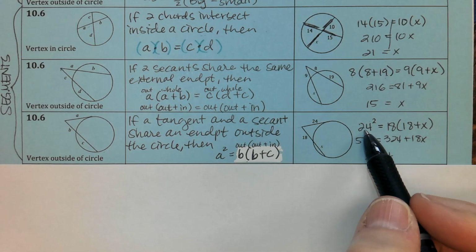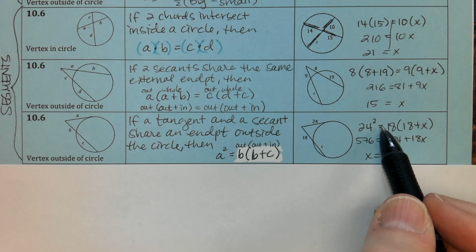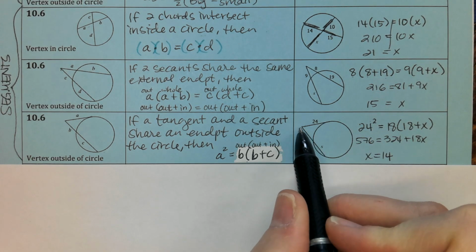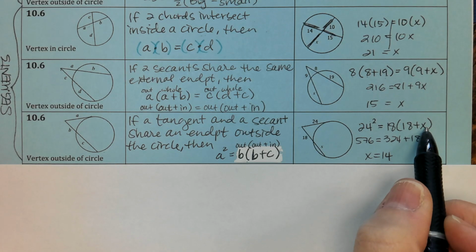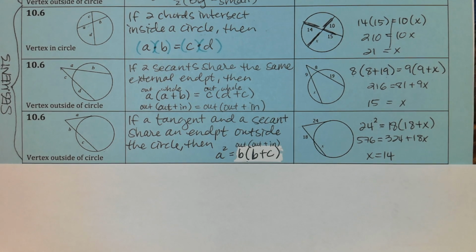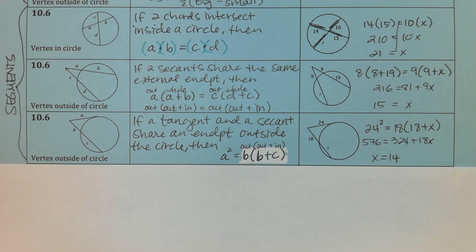Here's an example of that. So 24, that one's by itself, so that's squared, equals, and then you've got outside 18 times outside plus inside, so 18 plus x. Again, distribute your 18, solve it up. But those are your three 10.6 theorems.